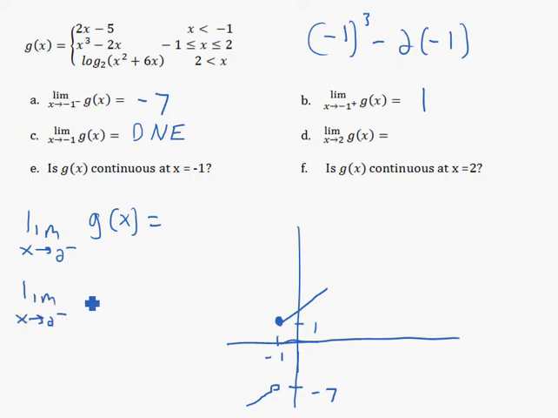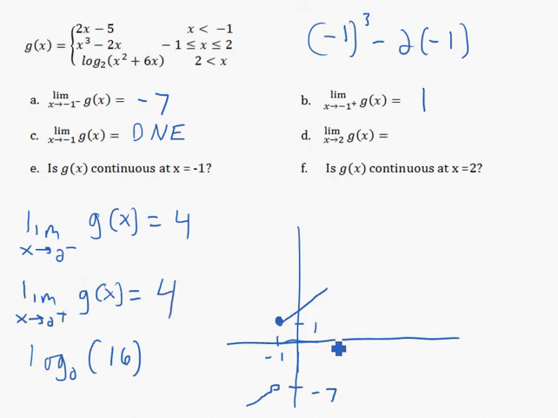Okay, there we go. As it goes to 2 from the left, we're on this domain, x is less than 2, and that means we should be on this function, and this function is approaching 8 minus 4, which is 4. Okay, so the left-hand limit is 4. As we approach 2 from the right, we have values bigger than 2, so we should be on log base 2 of x squared plus 6x. When x is 2, this function equals log base 2 of 16. Well, that says 2 to what power is 16? Well, that's just 4.